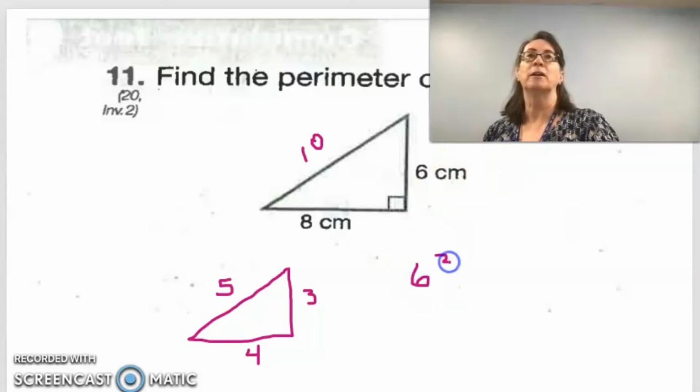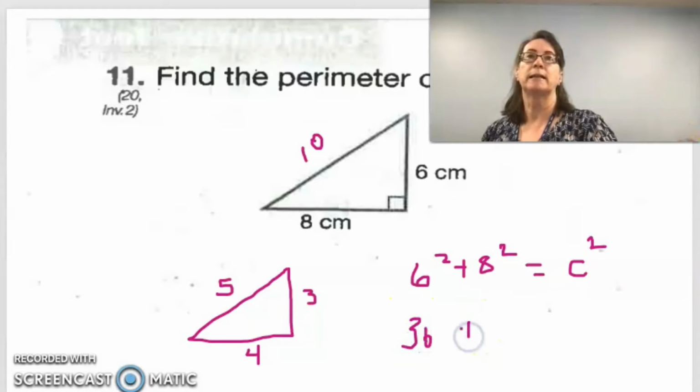6 squared plus 8 squared. That's the way I did it, and that's fine. 36 plus 64 equals 100, which is c squared. Or you could multiply 8 times 6 and then cut that number in half.